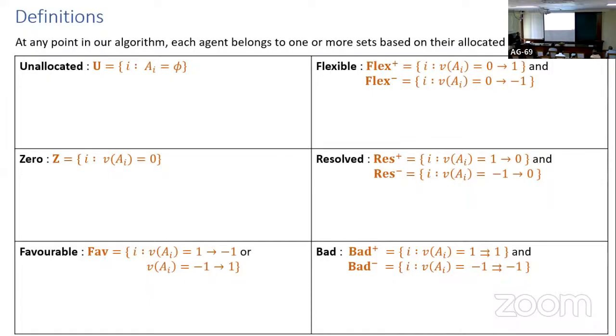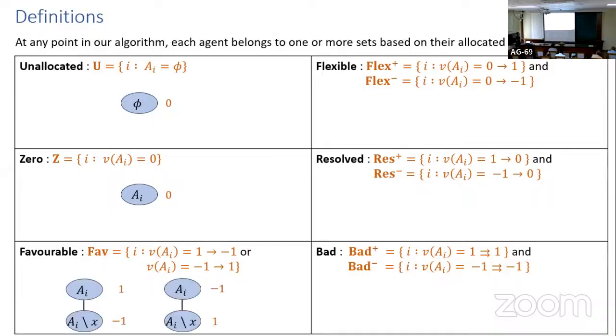if it receives an empty bundle. It belongs to the set 0 if it may receive a non-empty bundle, but the value for that bundle is 0. The favorable set contains all those agents who value their bundle at 1, and by removing some item, they value the resulting bundle at -1. Similarly, they value that bundle at -1, and by removing some item, the resulting bundle is valued at 1. So these are the sets that we look for.